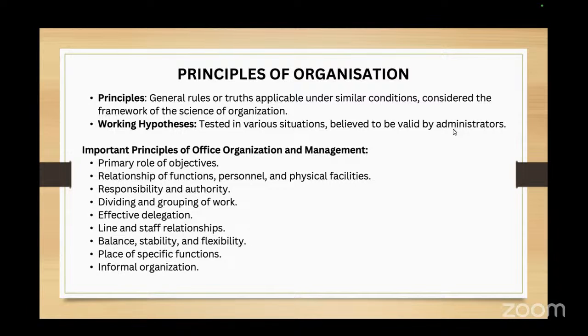Principle of balance, stability, and flexibility. This principle highlights three important qualities for a successful organization. Balance means ensuring that departments are equally developed and important. Stability refers to the organization's ability to handle changes like losing staff members without losing effectiveness. And flexibility means the organization must be able to adjust to changes in the workload, staff, and resources as needed, especially when unexpected situations arise.